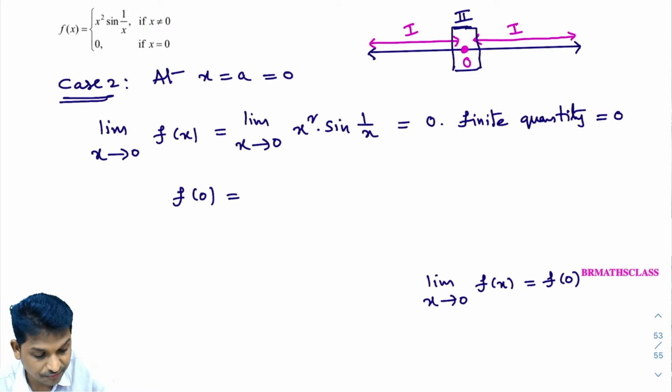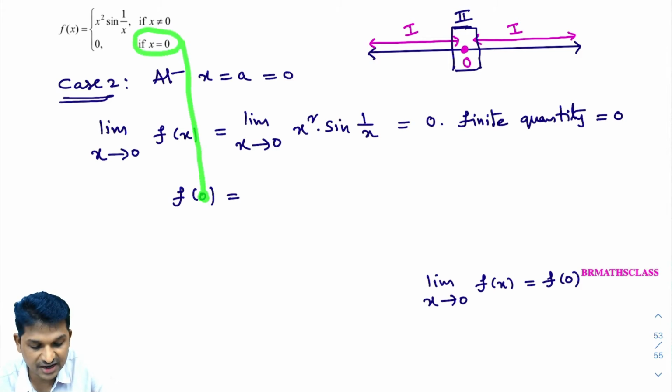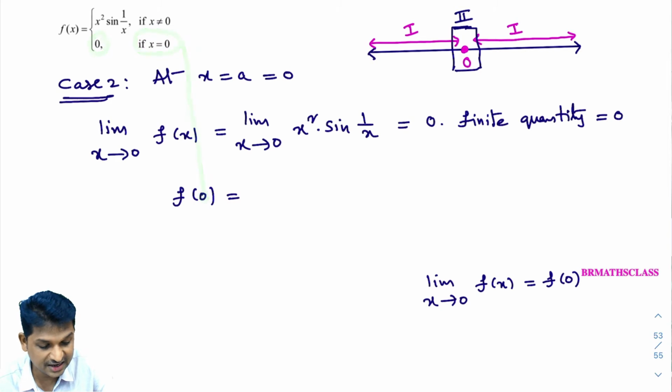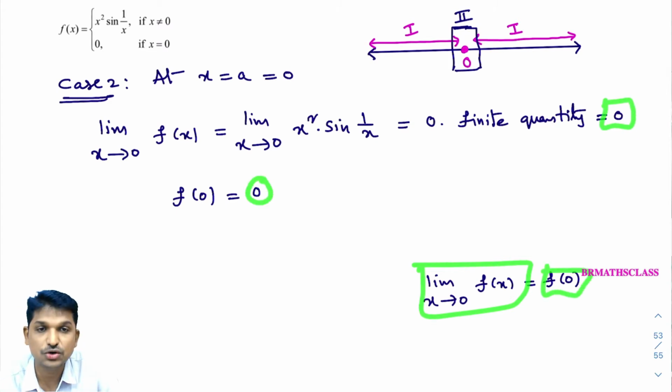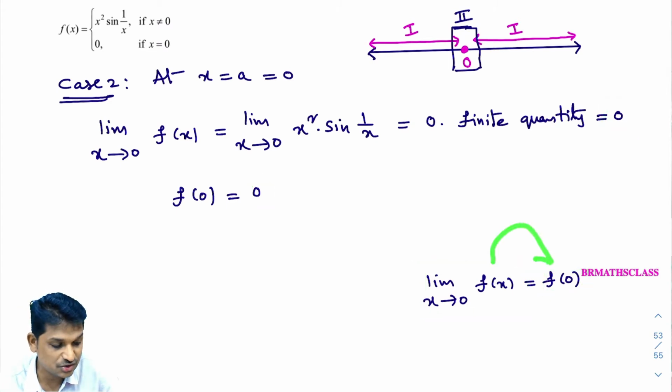F of 0, I want to calculate. In place of x, here 0 is there. In the question it is directly given, when x equal to 0, the function is 0. When x equal to 0, f of x is 0. So what is f of 0? F of 0 is 0 only. Directly they have given. So f of 0 is 0. What happened? I calculated the limit and I got 0. I calculated f of 0, I got 0. So what can I say? I can say that these two are equal. Yes, these two are equal.